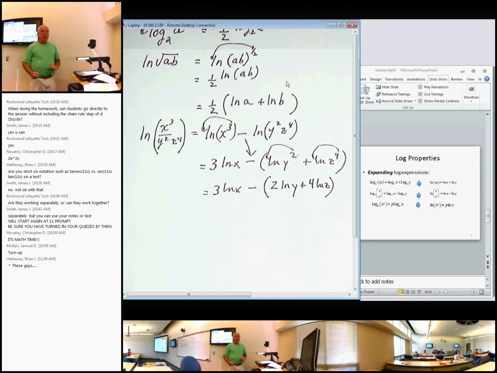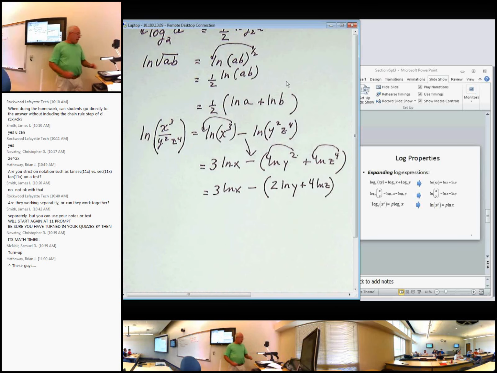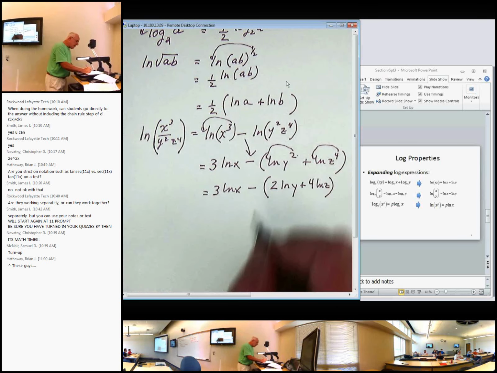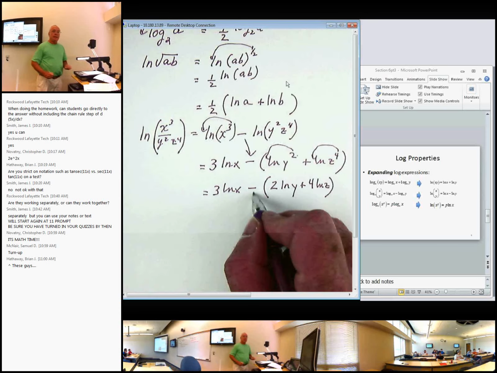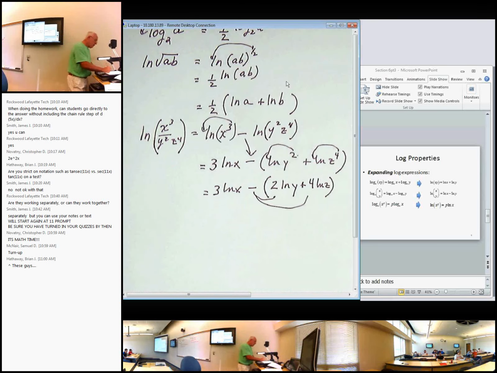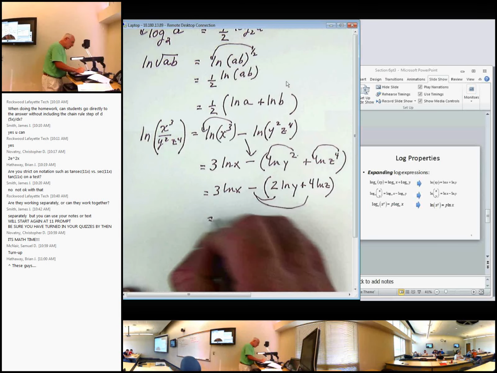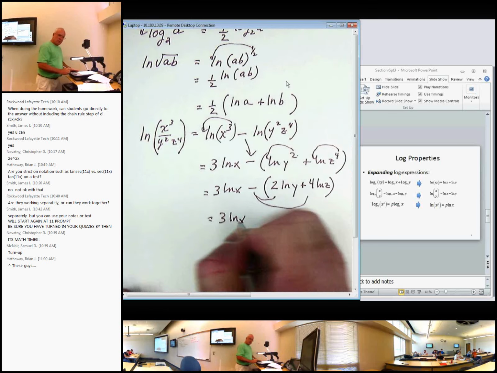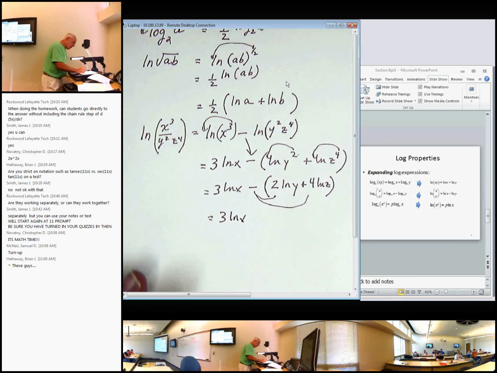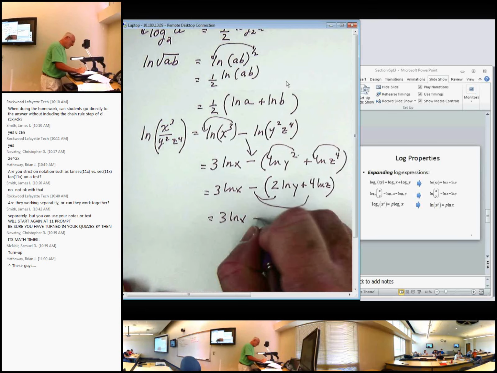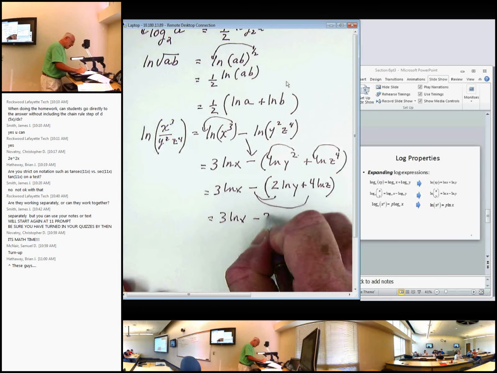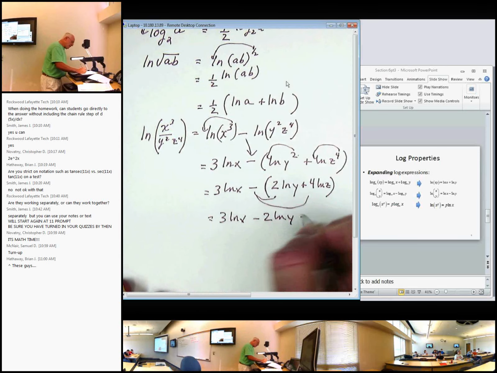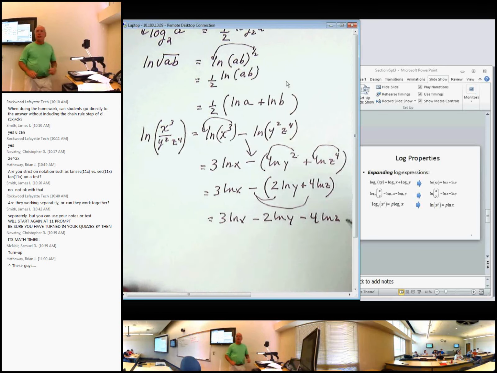All right. And then as my last step, I can distribute the minus sign to both of the things on the inside. So this becomes 3 ln of x minus 2 ln of y minus 4 ln of z. That's my full expansion of that, right?